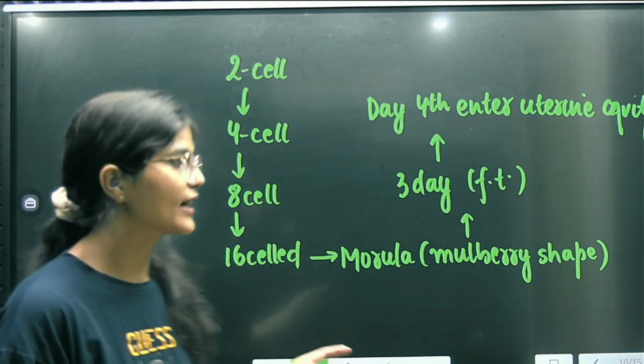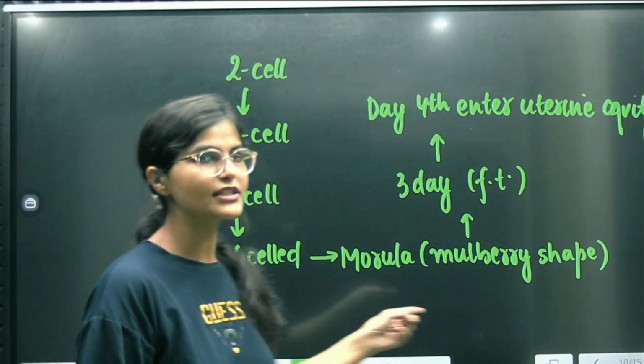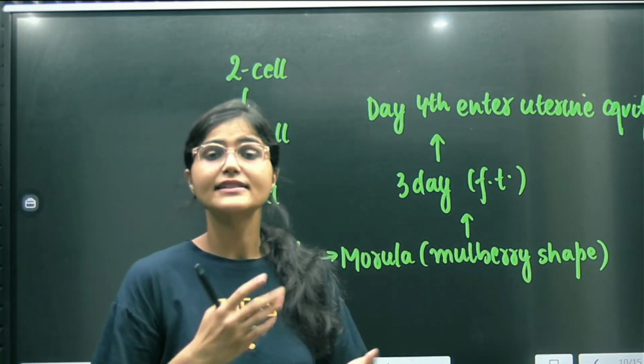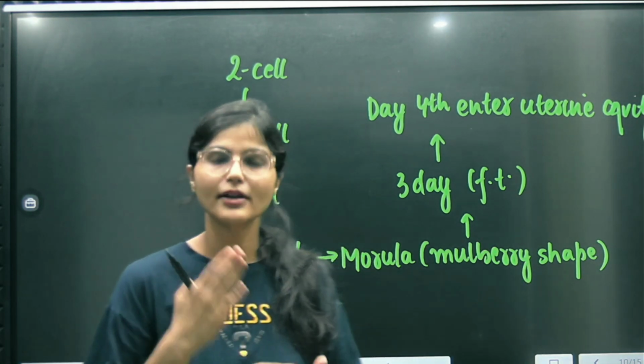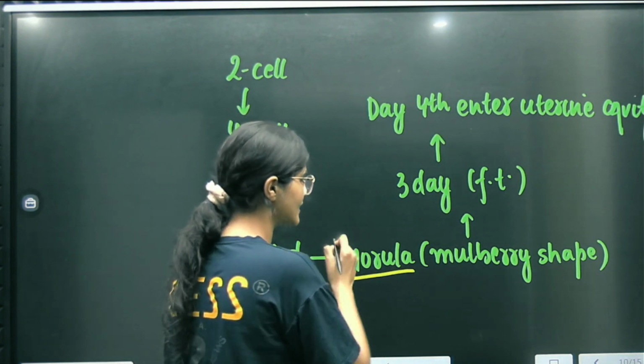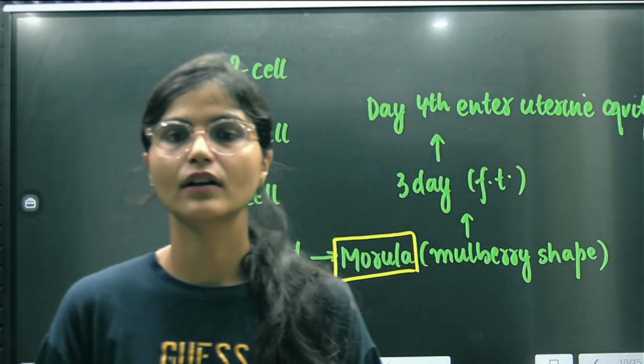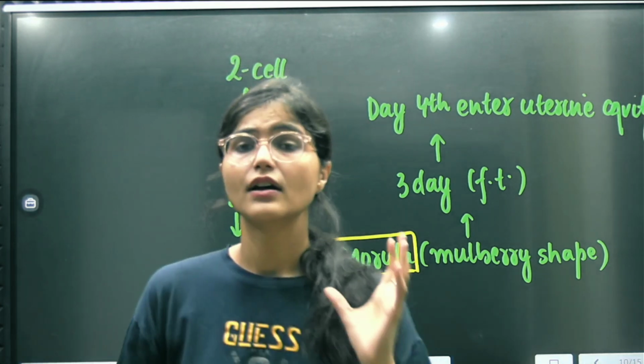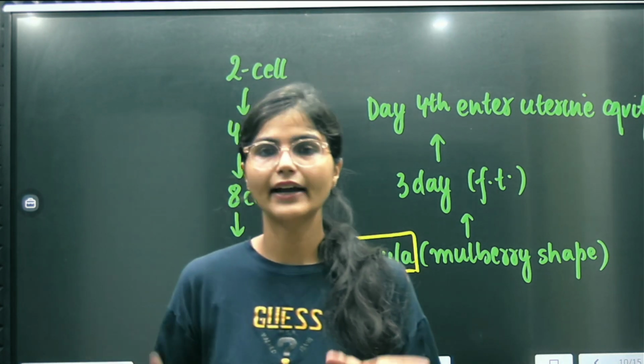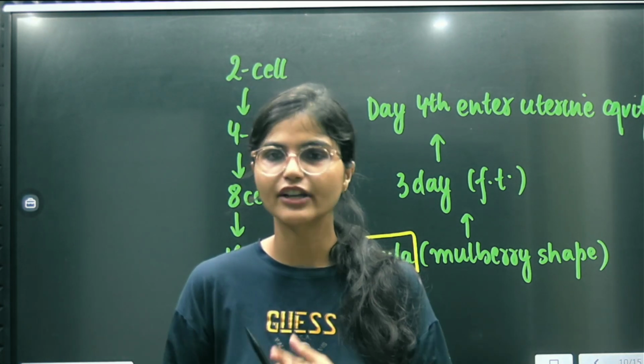What is the 16-cell state called? It is called morula, which is mulberry shaped, right? The 16-cell state is morula. You must know the name of the 16-cell state, right? It is morula. Okay. Now the zygote is 2N, right? It is made up of sperm and ova after the fertilization.